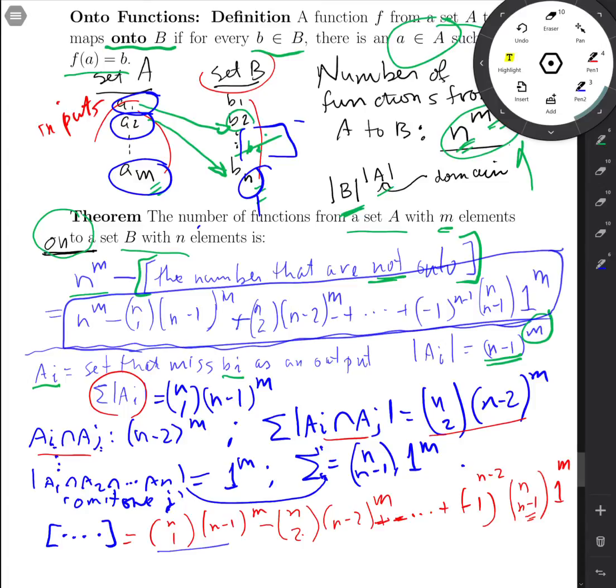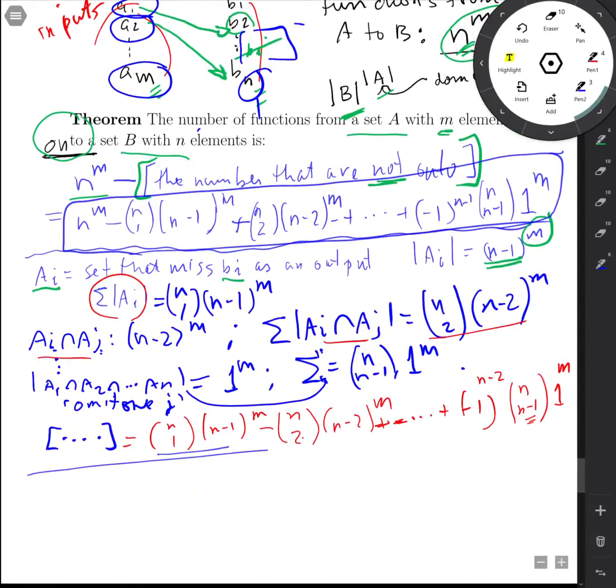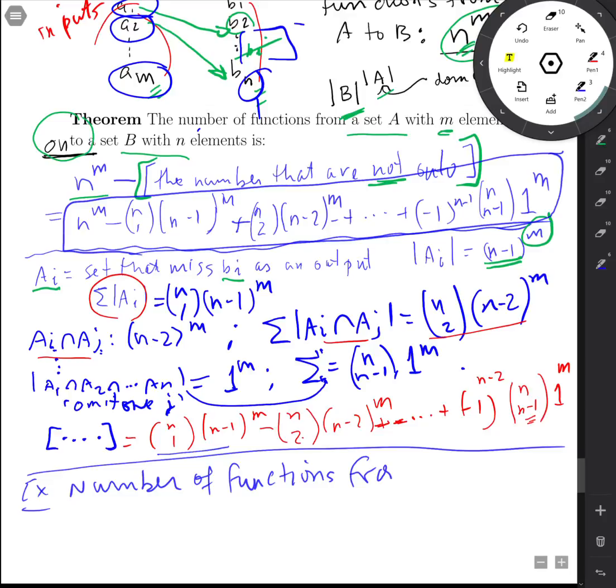So let's do a very quick example. Let's take, for example, the number of functions from a set A equal to, say, 1, 2, 3, 4 are its elements, onto B equal to the set whose elements are a, b, c, just 3. And so in this case we have m equal to 4 and n equal to 3.